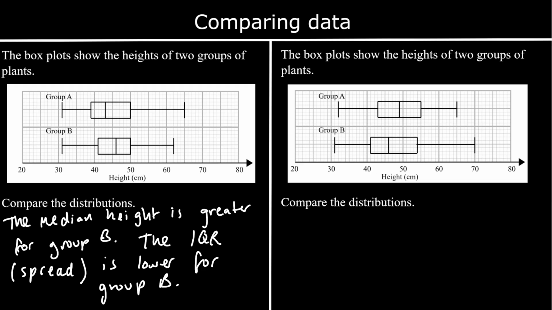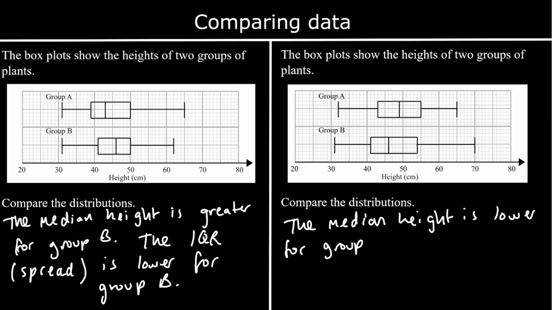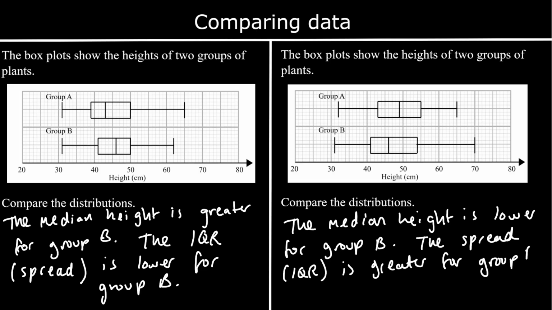So we're comparing the average, which is the median, and the spread, which is the interquartile range. We can see the median height is lower for group B. Could have said it's higher for group A. And the spread is greater for group B. The spread, which is the interquartile range, is greater for group B. And again, I could have said group A is less spread.